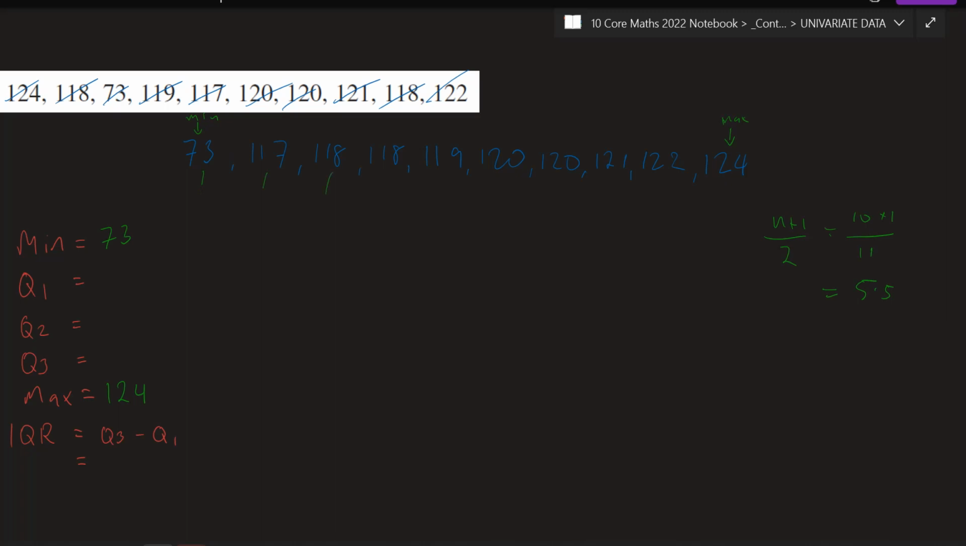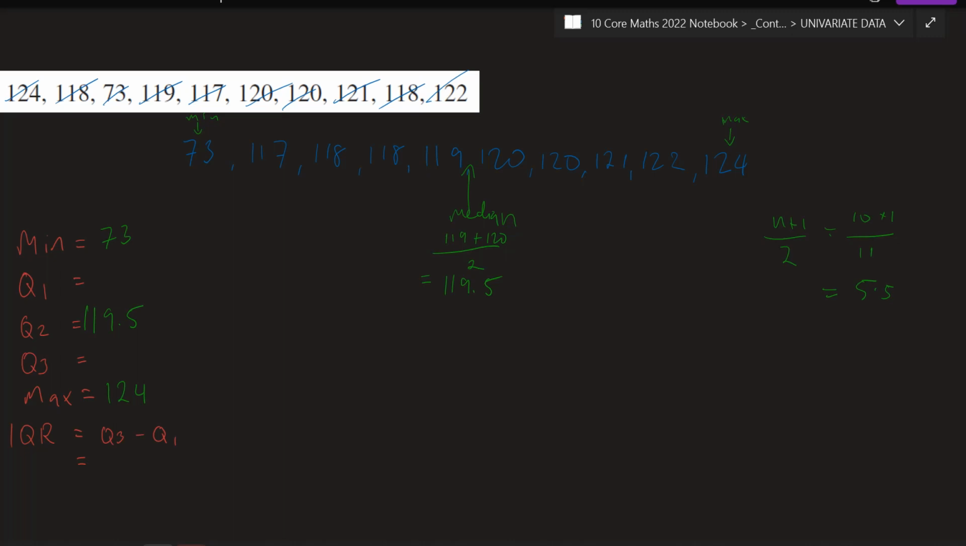So it's the 5.5th number. 1, 2, 3, 4, 5. So that means your median is between, where is it between, Francis? 119 and 120. So how do you find the median if it's between two numbers? It is 119.5, but what's the formula, or what can we do? We can add them together and then divide by 2, and that would give you 119.5. So that'll be our Q2. Keep that in mind: 119.5.